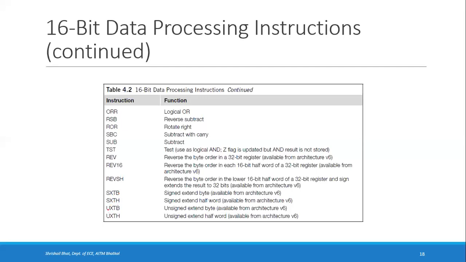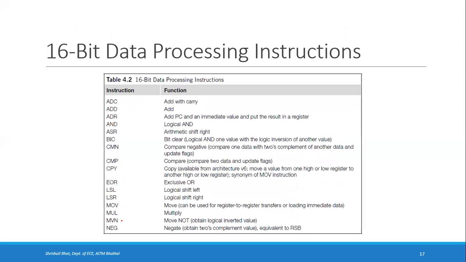UXTB is unsigned extend byte, UXTH is unsigned extend half word. Okay, so these are the list of different data processing instructions to perform some operation on the data which you have in registers or some immediate data.